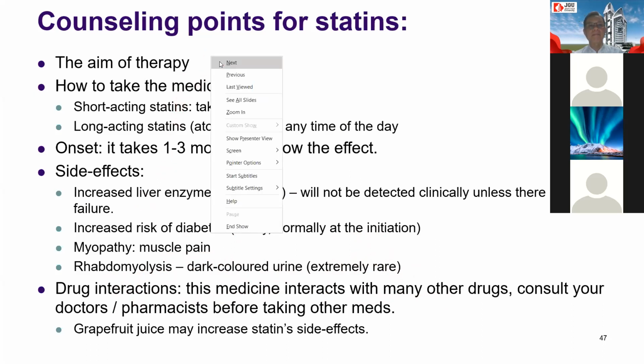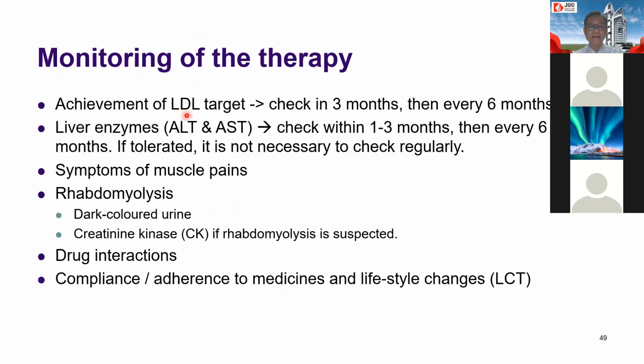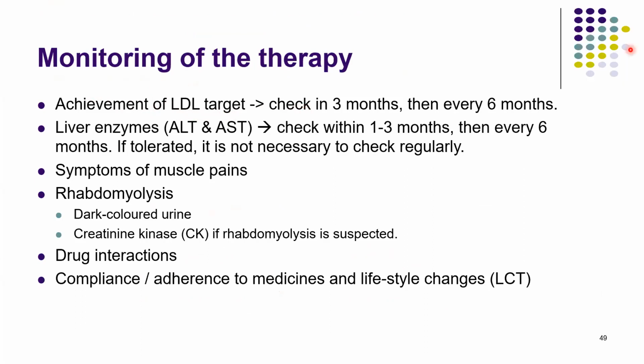How to monitor the therapy? Of course, achievement of the LDL target: check in 3 months, then every 6 months. Liver enzyme check within 1 to 3 months, then every 6 months. If tolerated, it is not necessary to check regularly. Also watch for symptoms of muscle pain and rhabdomyolysis.